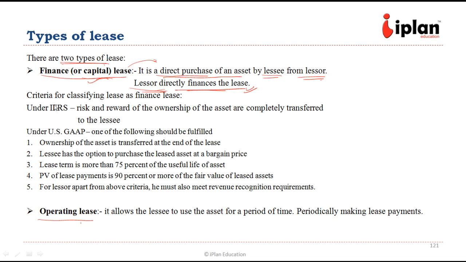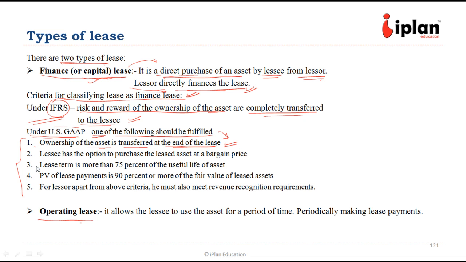So there are different criteria for classifying a lease as finance lease. Under IFRS, the definition goes like this: risk and reward of the ownership of the asset should be completely transferred to the lessee. In that case, it will be called finance lease. And under US GAAP, if one of these conditions is met, then it will be called finance lease. First, the ownership of the asset is transferred at the end of the lease. If this is fulfilled, then it will be called finance lease.